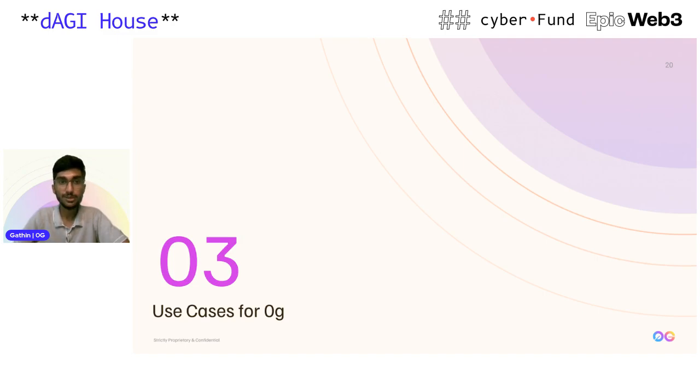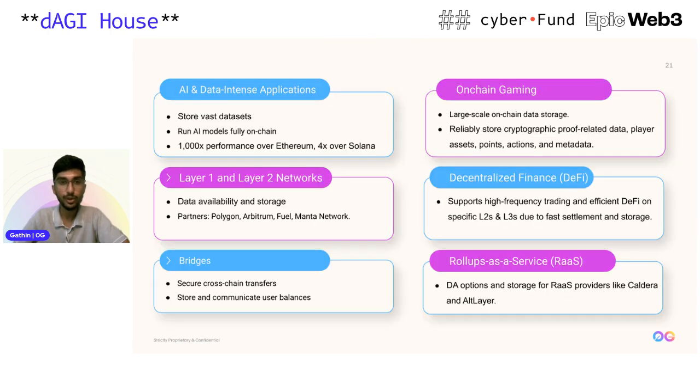Next, I will be explaining a few use cases that you could use 0G for. AI and data intense applications. You can store vast data sets. You can run AI models fully on chain, with 1,000 times performance over Ethereum, 4 times over Solana's Firedancer, and 1,000 times performance over Ethereum's Danksharding.